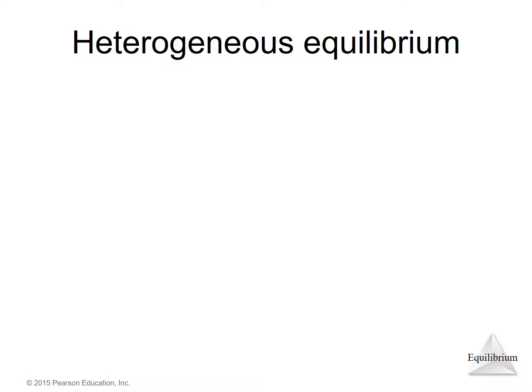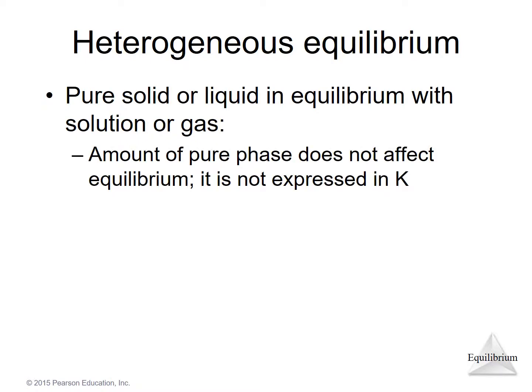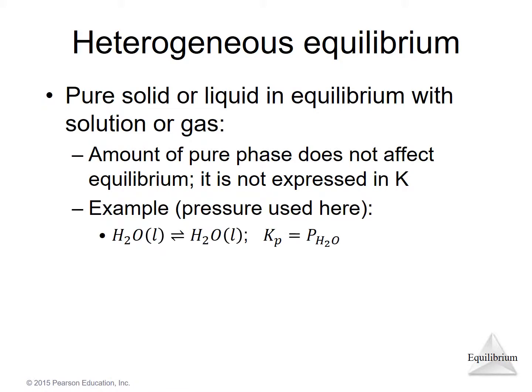Everything we've mentioned so far has reactants and products maybe in aqueous solution or as gases. So when we consider a pure solid or a liquid in equilibrium with a solution or a gas, the amount of that pure solid or liquid does not affect the equilibrium. For that reason, it's not expressed in the equilibrium constant expression. Because its concentration doesn't matter, we simply leave it out of equilibrium expressions. So here's an example.